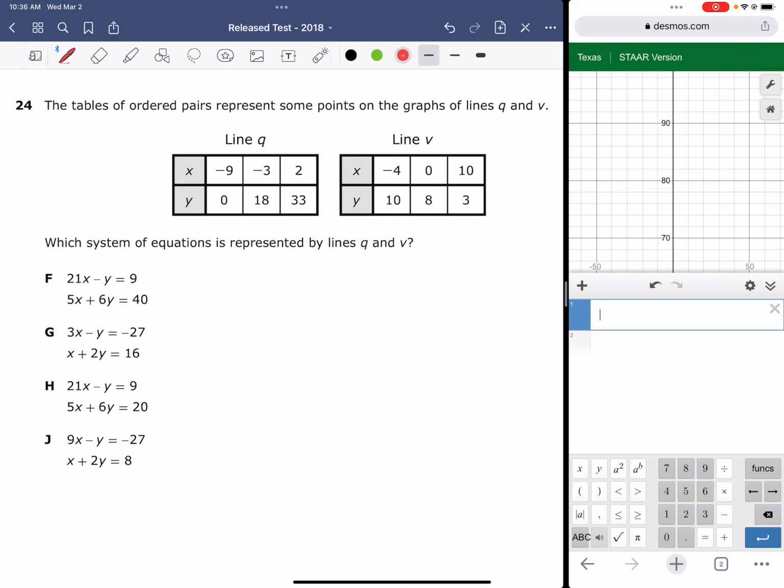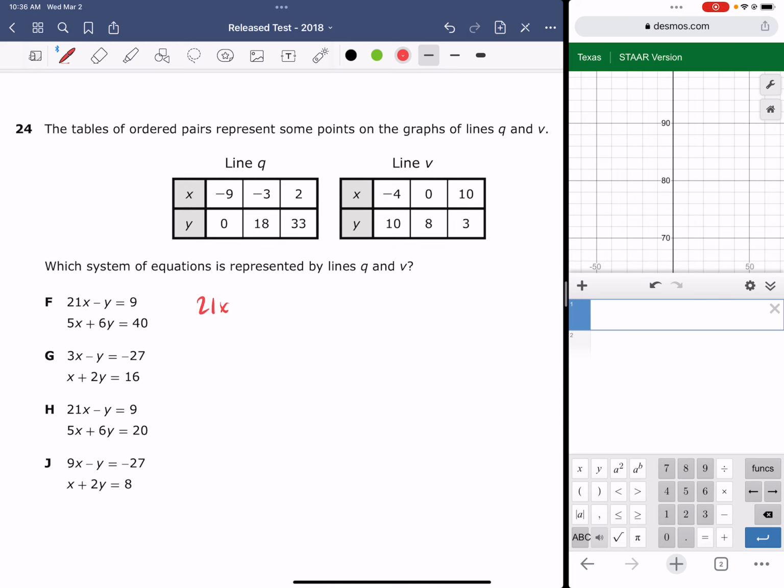Our approach on this problem will be to solve the answer choices for y and then create a table in Desmos to try and match with the two tables given in the question. Here we go for letter F. We have 21x minus y is equal to 9.